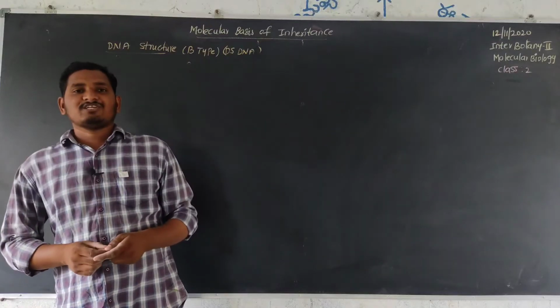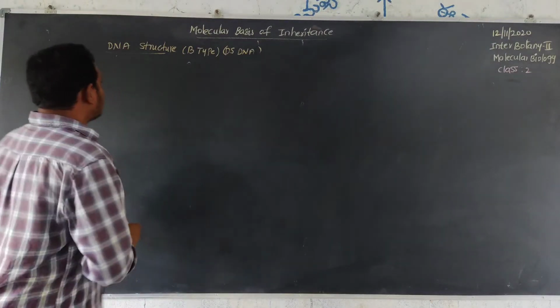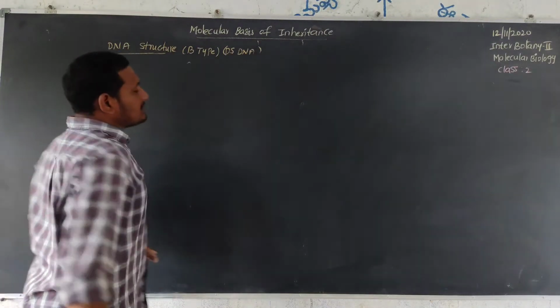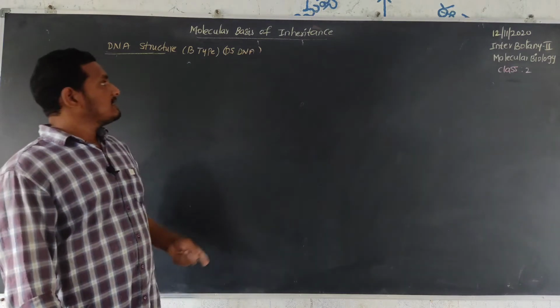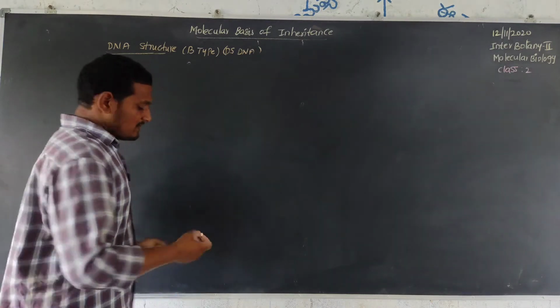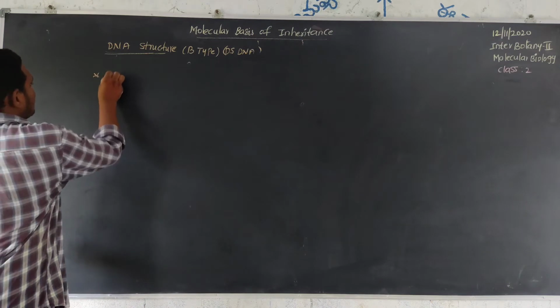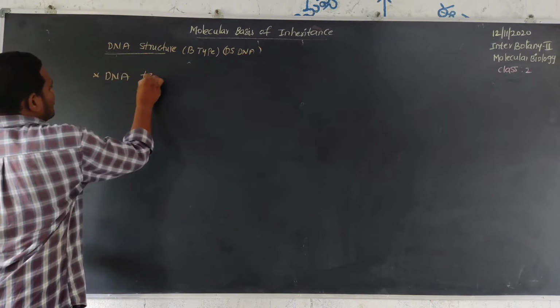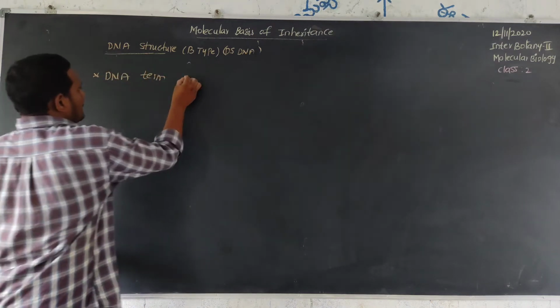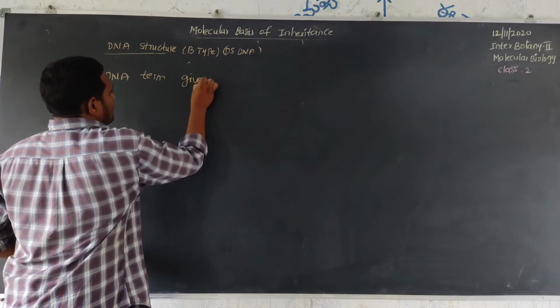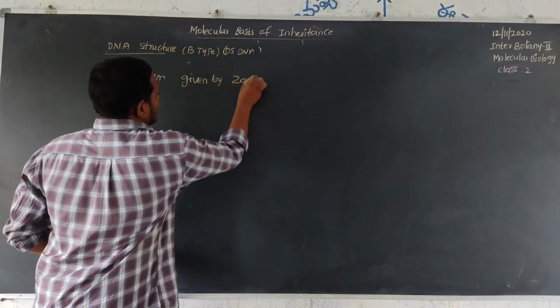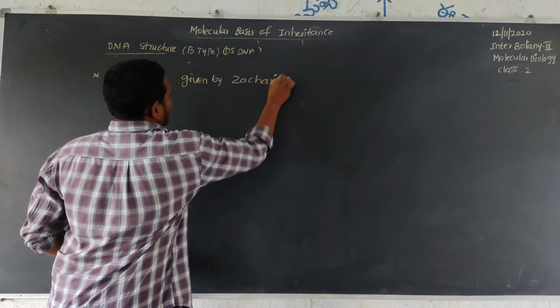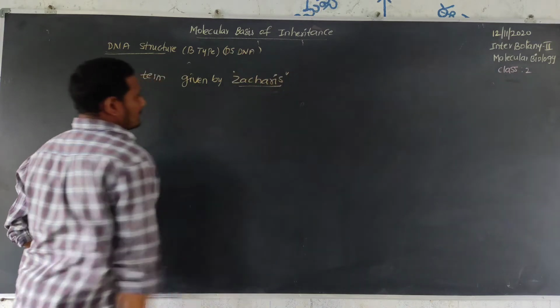So, structure of DNA. This is B type DNA and this is double stranded DNA. So, the DNA term was given by the scientist Jackaris.